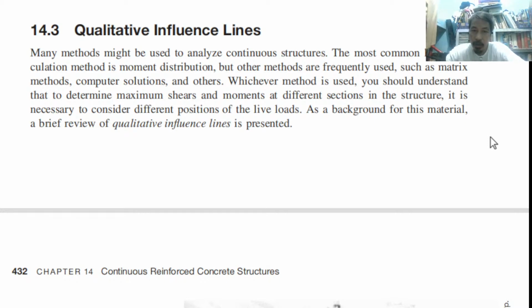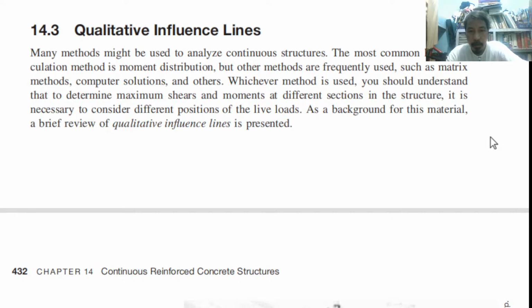For example, we are having a matrix method, computer solution or numerical solution, okay? And others. So you can see we have tabulated an iterative process in solving the indeterminate beams, for example.